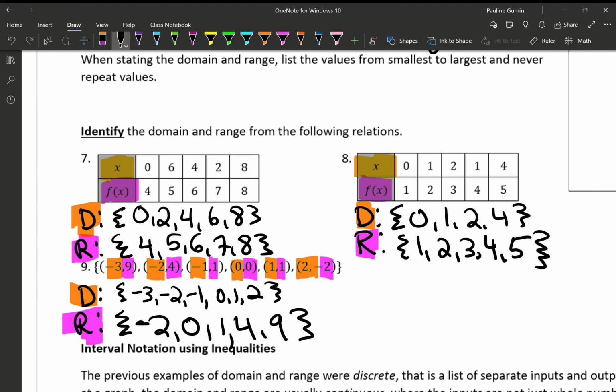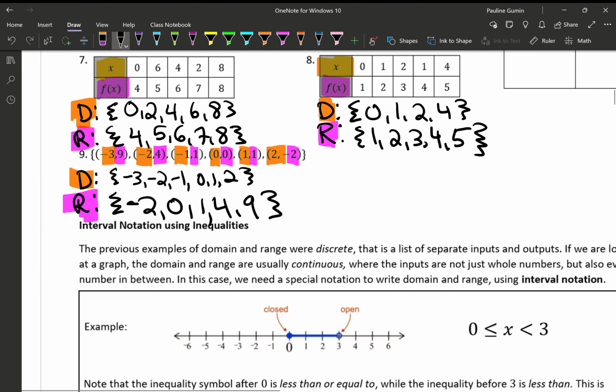Now, when we have anything other than like a table, sorry, hold on. The bell's ringing again. All right, if we have anything other than like a table or ordered pairs or a map, we need to think about our domain and range in interval notation, because it's not just these specific numbers. They're going to be numbers like from 0 to 100 or something like that. So let's take a look at what that means.